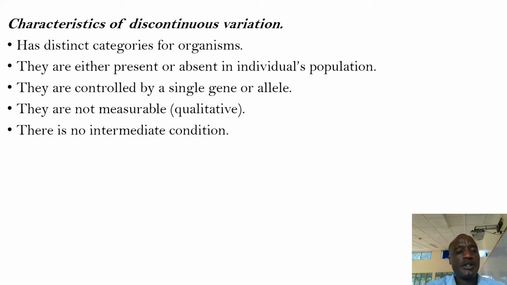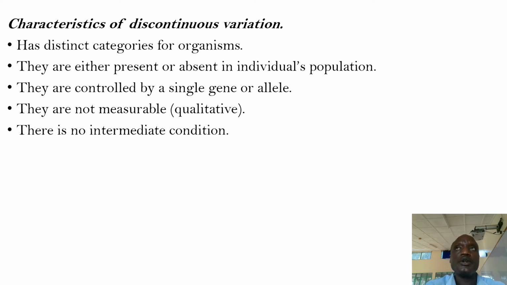One of the features has distinct categories for organisms. In discontinuous variation, there is a clear-cut difference within the population. So you could find there are so many distinct categories for organisms, for sure. Again, in discontinuous variation, they are either present or absent in the individual's population.